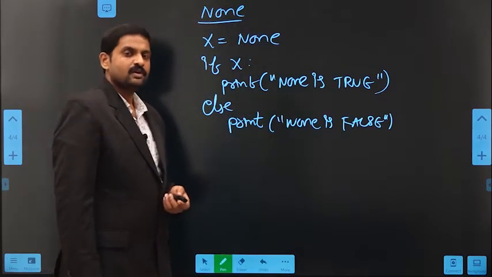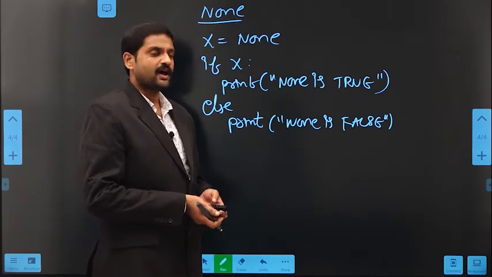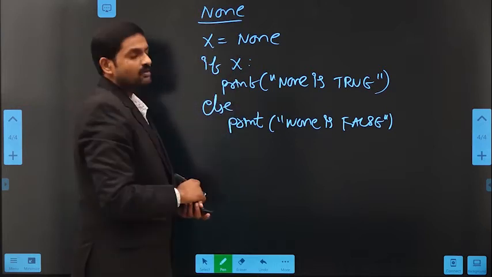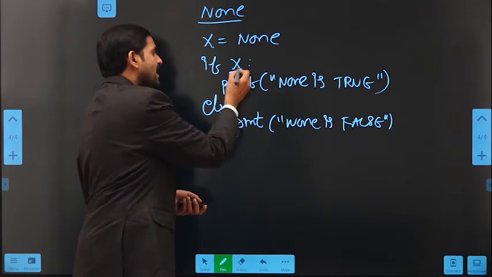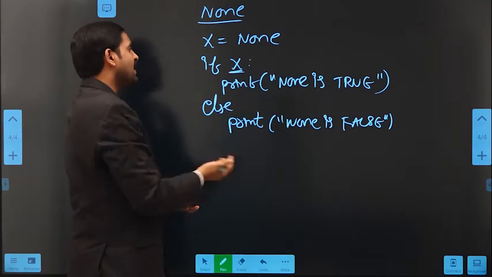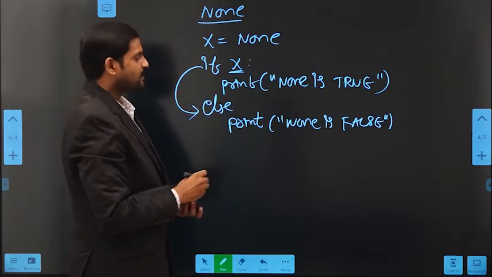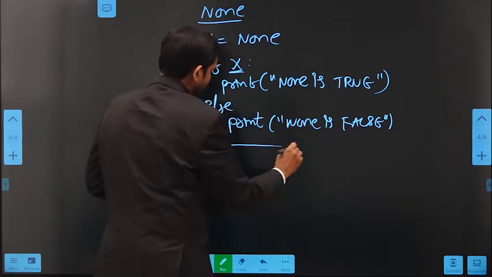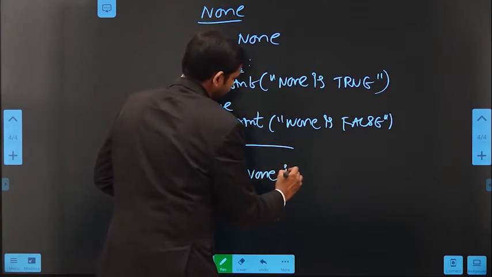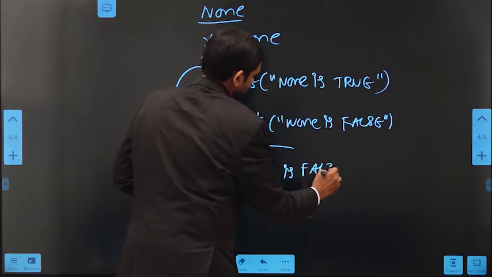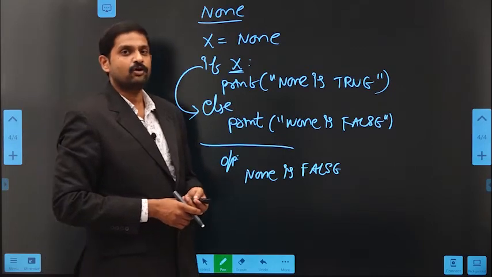None is a special constant in Python. It holds the null value. X equal to None. If x, there is no value in x, so it's false. When it is false, control goes to the else part. So it prints the statement None is false. So the output for this code is None is false. This is the example code for the None keyword.